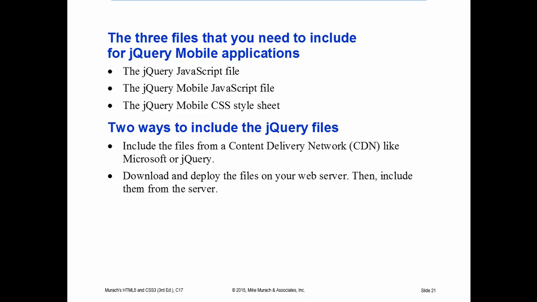The 3 files that you need to include for jQuery mobile applications are shown at the top here. They are the jQuery JavaScript file, the jQuery mobile JavaScript file, and the jQuery mobile CSS style sheet. The 2 ways that you could include them is to download them and include all the files on your server itself, or you could include the files from a CDN, also known as a content delivery network.